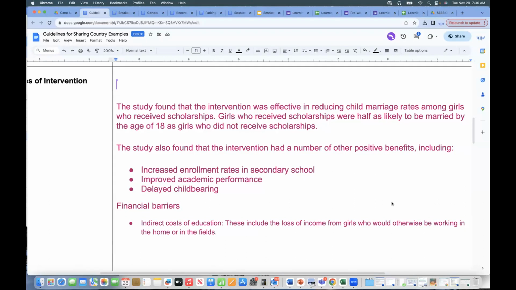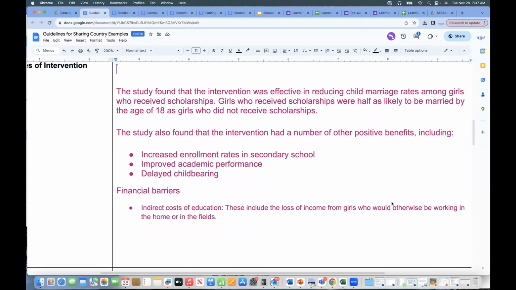There were also issues of financial barriers. Indirect costs to education hamper success. This includes the loss of income from girls who would otherwise be working at home or in the fields, in addition to the challenges that we stated at the beginning. We did not finish, it's work in progress, but this is as much as we can give you for now. I don't know if colleagues would want to add to what I've just said.